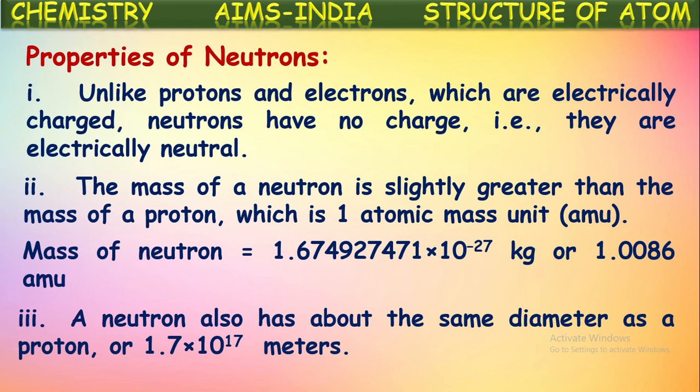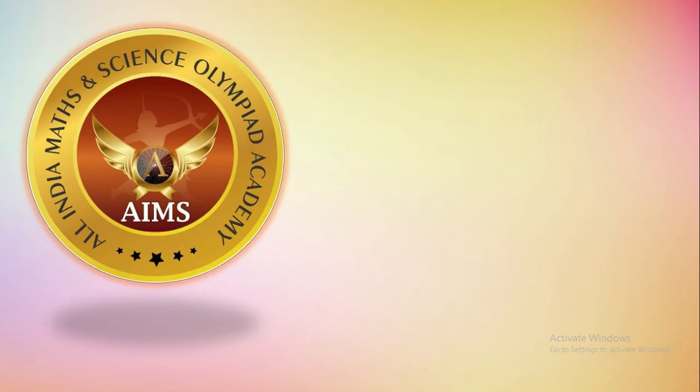A neutron also has about the same diameter as a proton, that is 1.7 into 10 to the power of minus 17 meters. It is not 17, it is minus 17 meters. So proton and neutron have almost the same size. This is about the 3 fundamental particles: electrons, protons and neutrons.